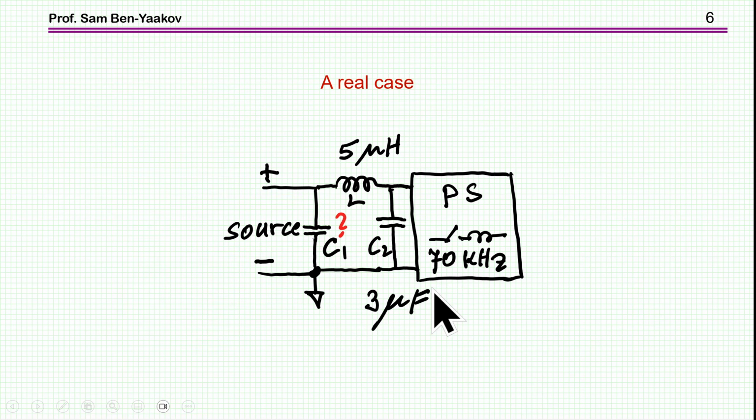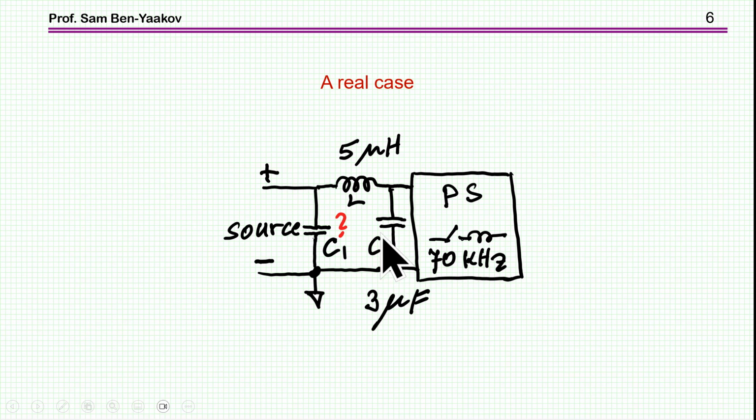And now I'm going to present a real case that we have encountered. I'm going to do, first of all, some simulation and then show you some experimental results. So what we have here is a source. This is actually a power supply by itself. And then we have an output capacitance of this source, which we don't actually know the value of. And then we have our unit here. And here we have a decoupling capacitor of 3 microfarad.